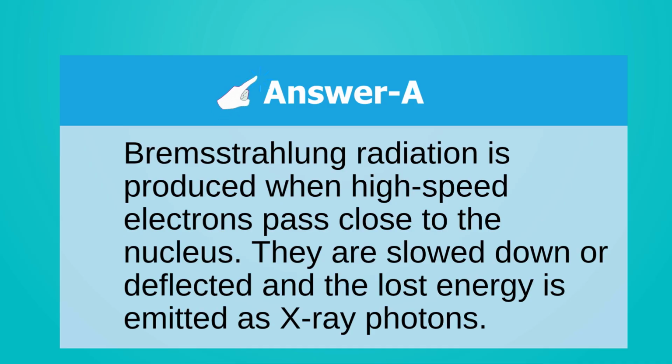Bremsstrahlung radiation is produced when high-speed electrons pass close to the nucleus. They are slowed down or deflected, and the lost energy is emitted as X-ray.